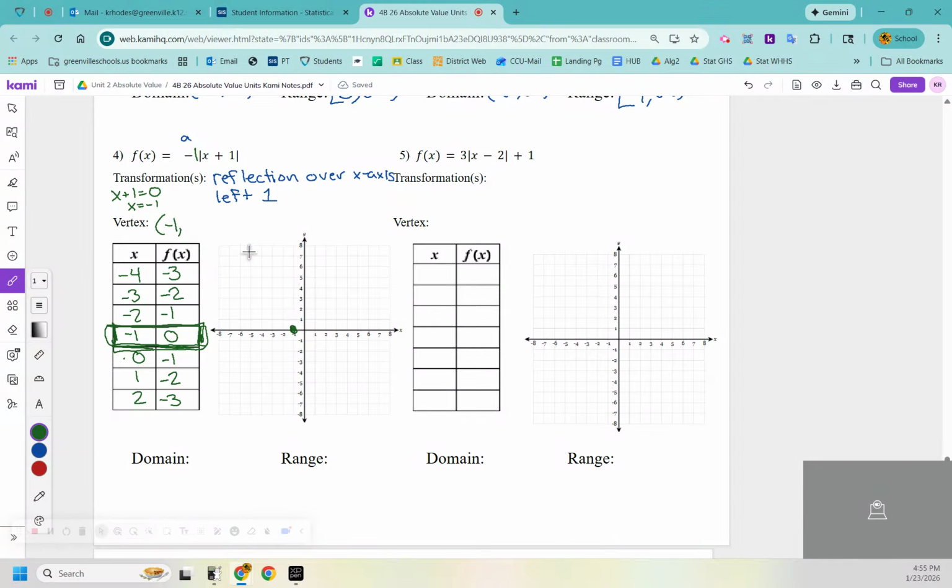Or again, A is your slope. So from your vertex to the right, slope to the right, I'm going down 1, right 1. Negative 1, down 1, right 1. Down 1, right 1. And there are the 3 points I just graphed. 0, negative 1, 1, negative 2, 2, negative 3. And then to the left as well.